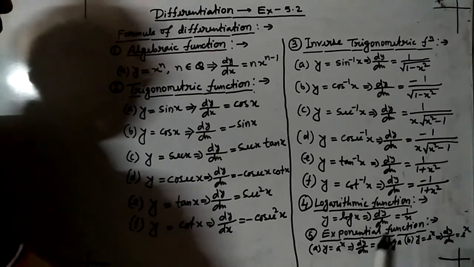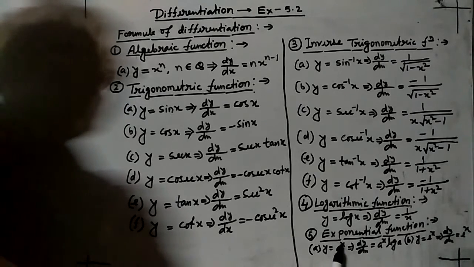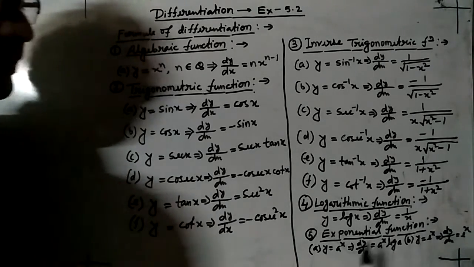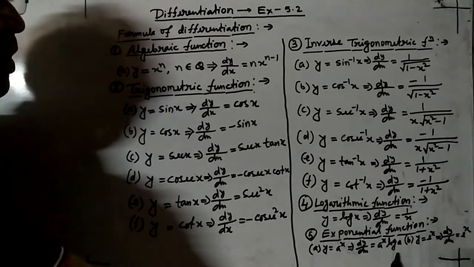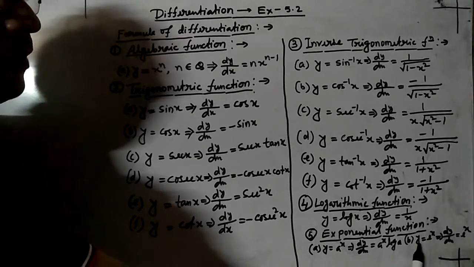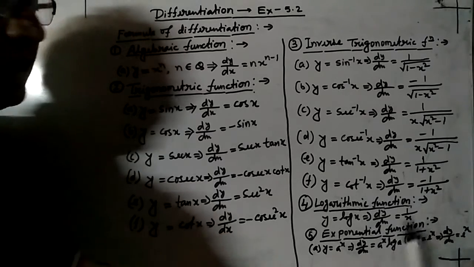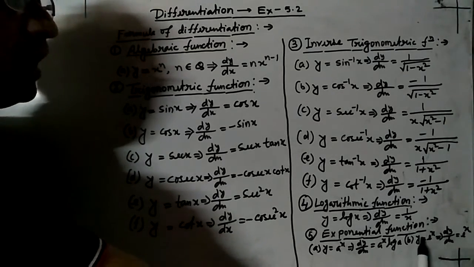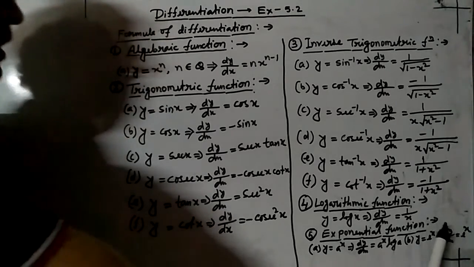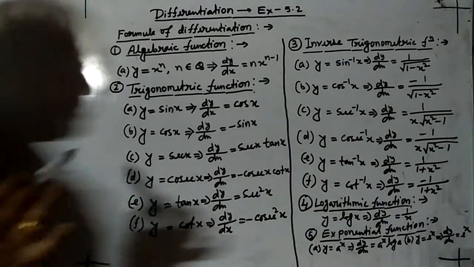Now exponential functions, two types of exponential functions we are getting, that is a to the power x and e to the power x, right? The derivative of a to the power x is a to the power x log a, right? And if y equals e to the power x, then dy by dx equals e to the power x, because log e value is 1 if base is e. That's why the derivative of e to the power x is e to the power x. So here total 5 types of functions and their derivatives I have written.